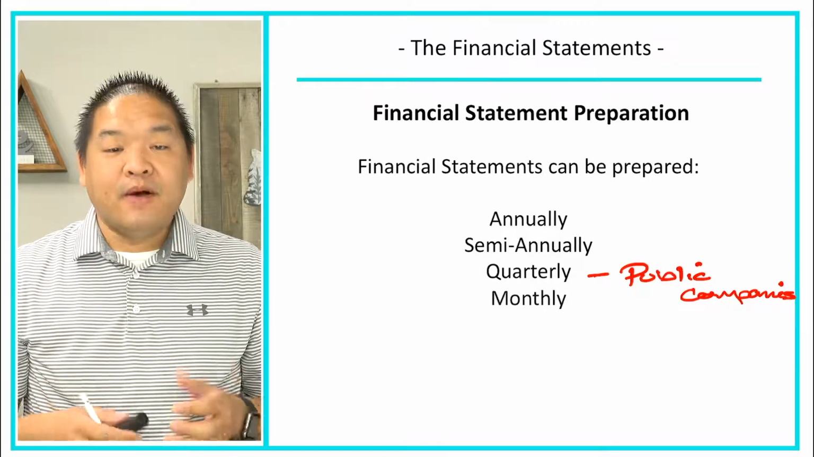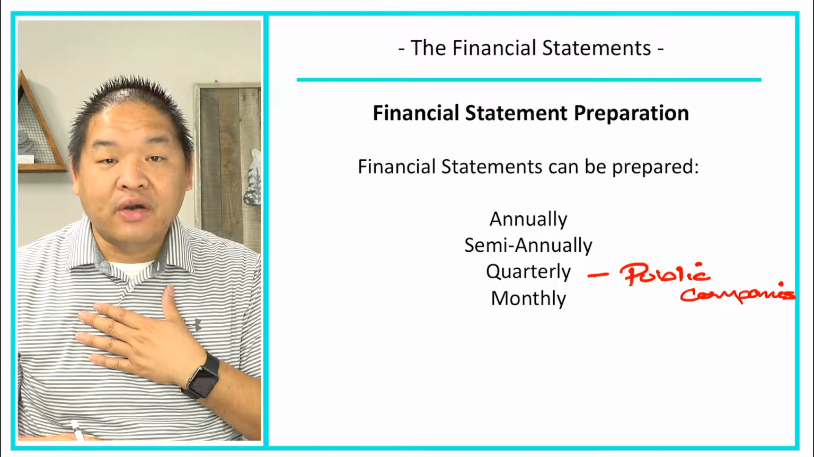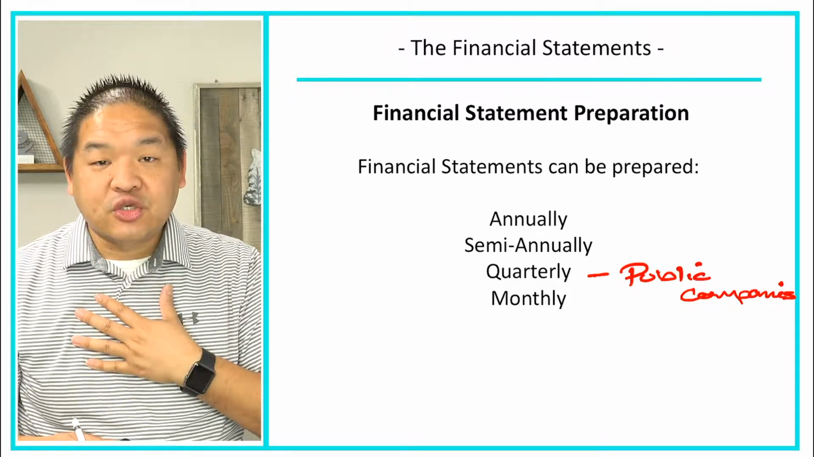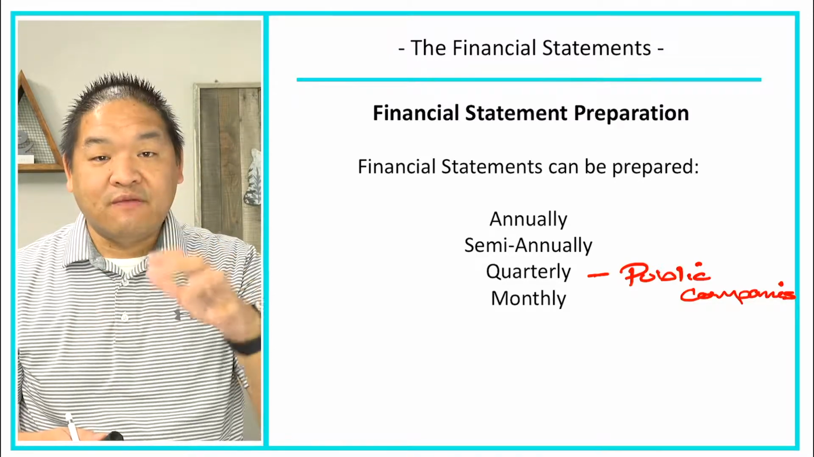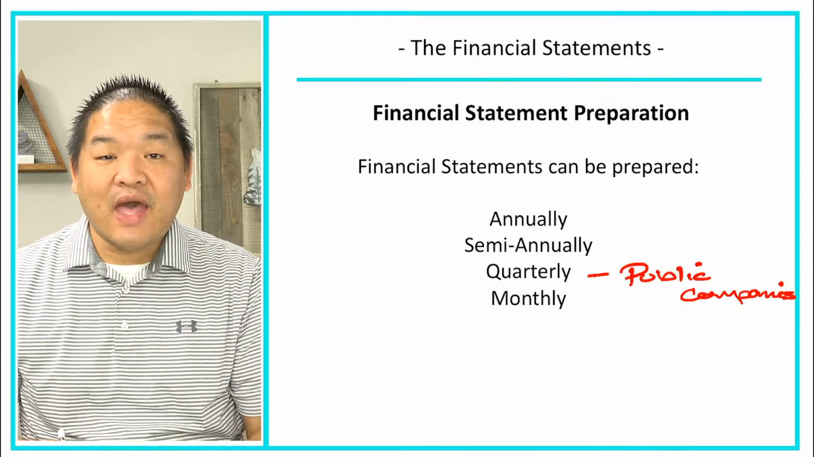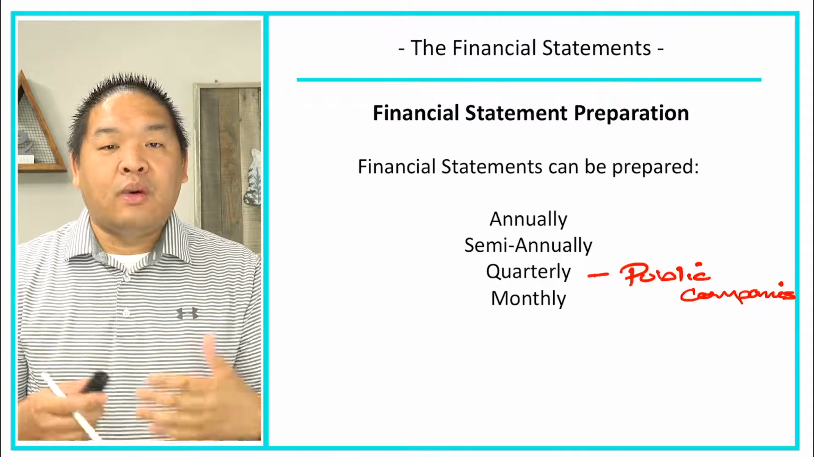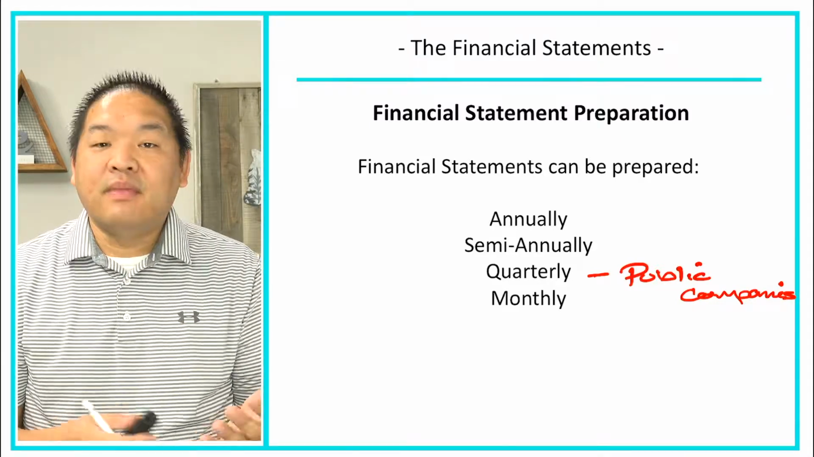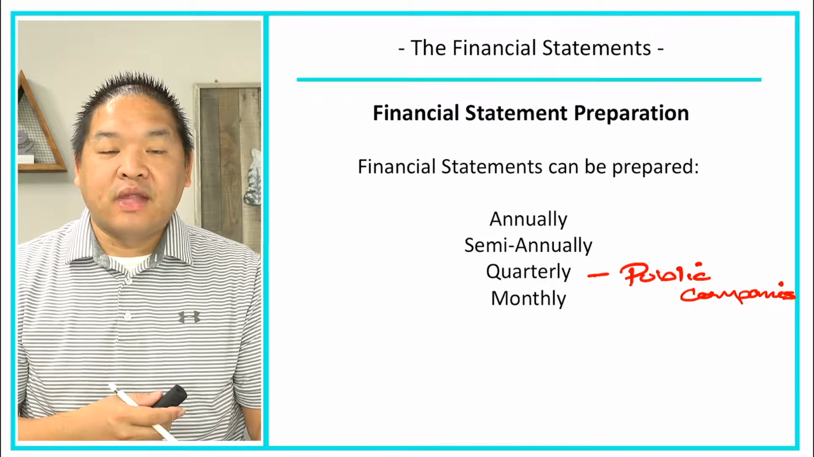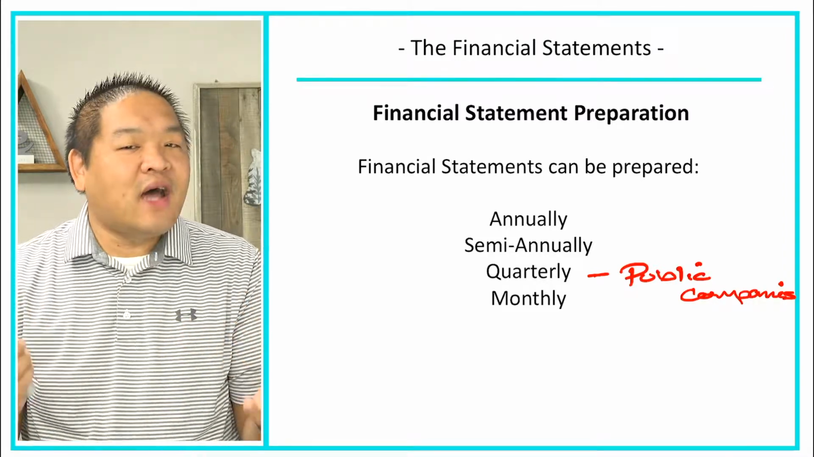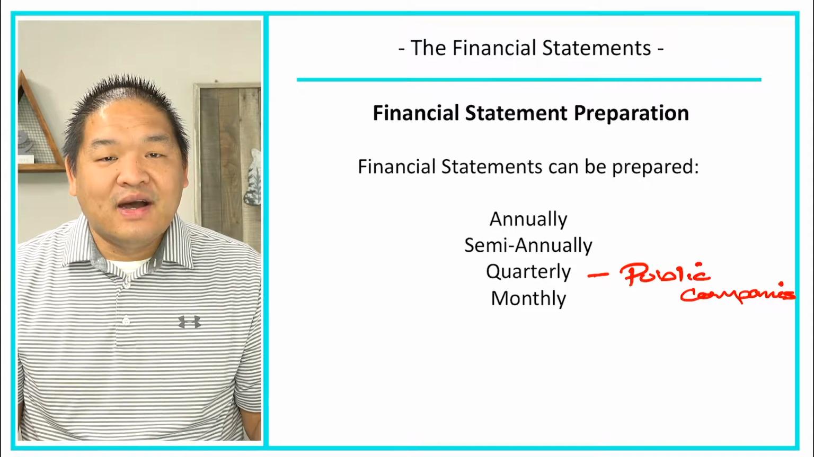We also might have monthly. So for instance, I own a rental property. In my rental property, I actually produce monthly financial statements. The reason that I do that is I want to see what my profit is for the month, that prior month, owning that rental property. And it's not a lot at the end of the day.